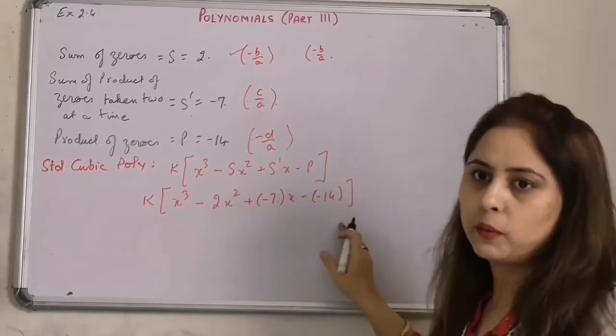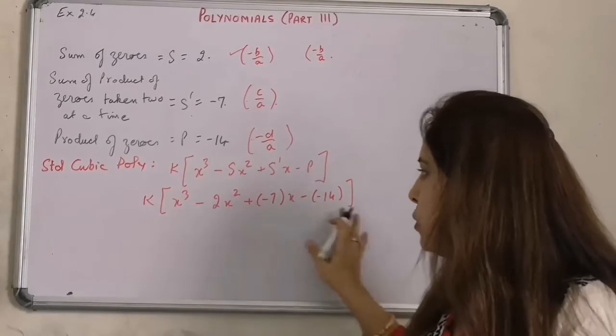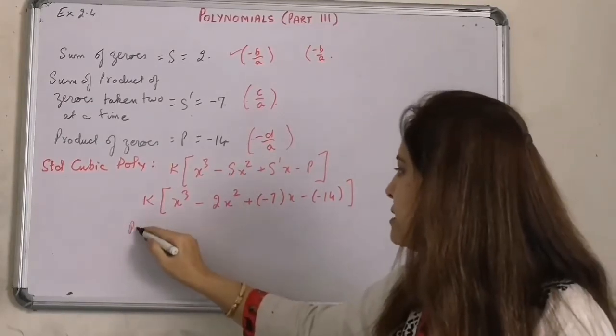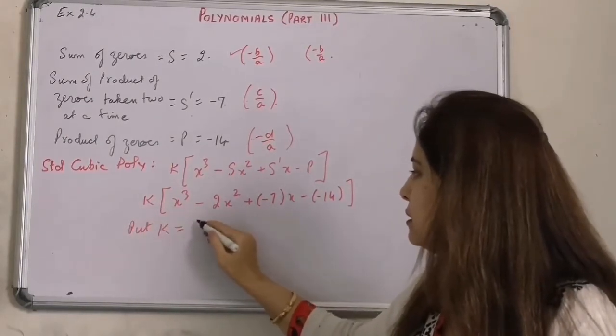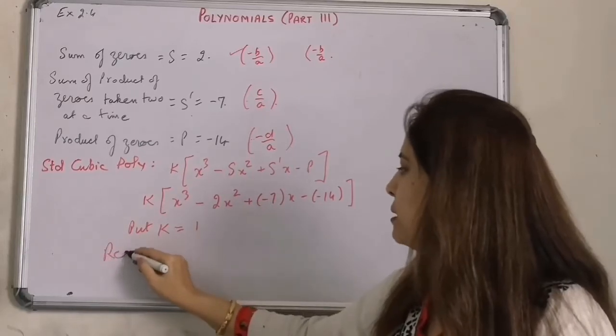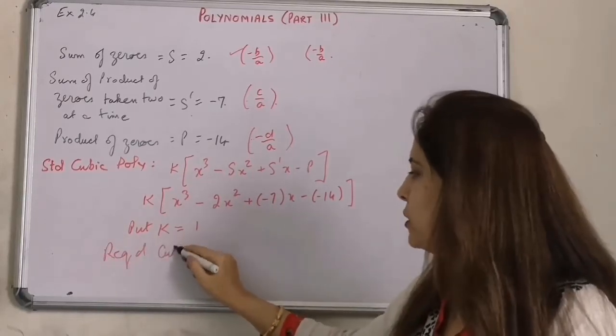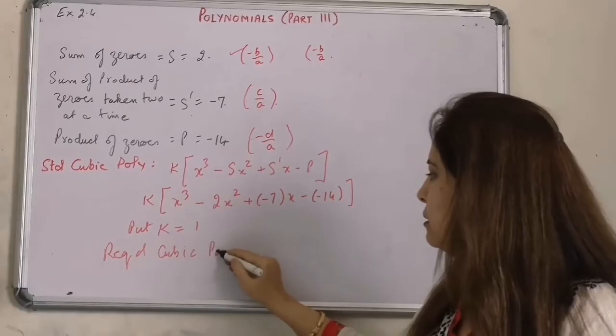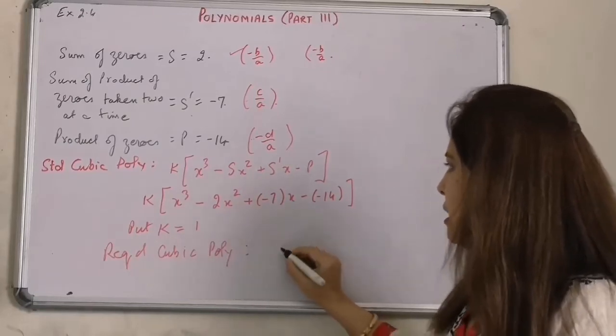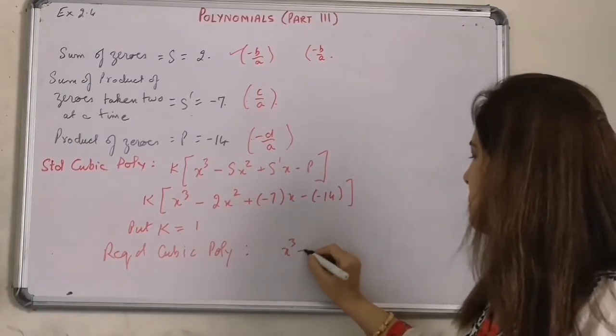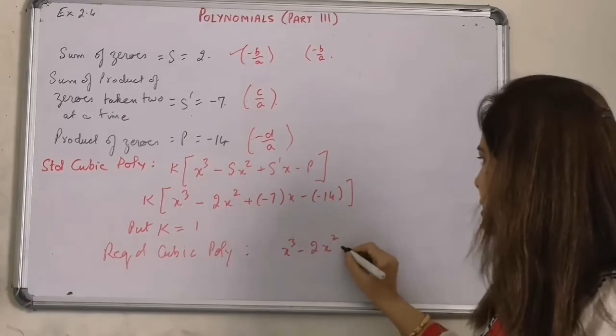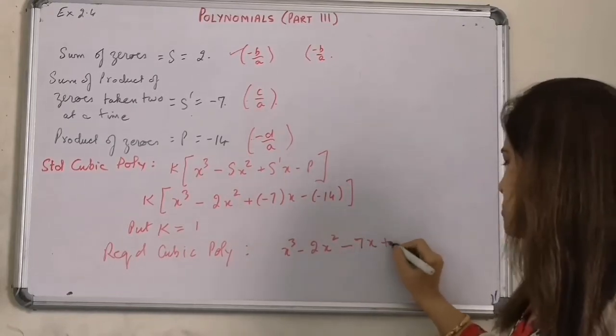Since the denominator is 1 in each case, the LCM of all the terms is 1. So put k is equal to 1. The required cubic polynomial becomes x cube minus 2 x square minus 7x plus 14.